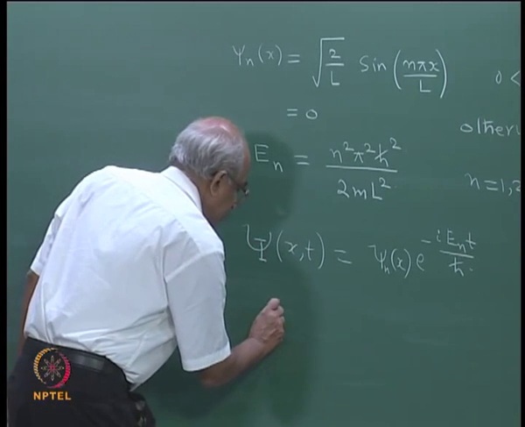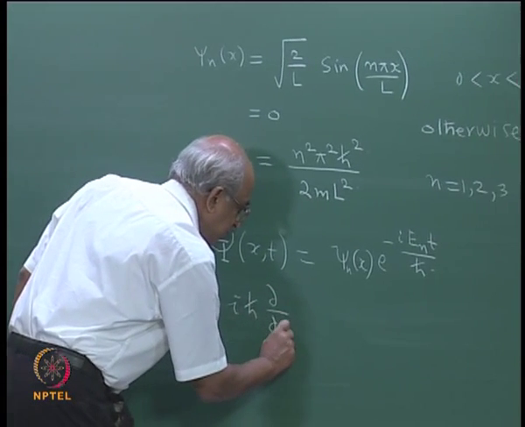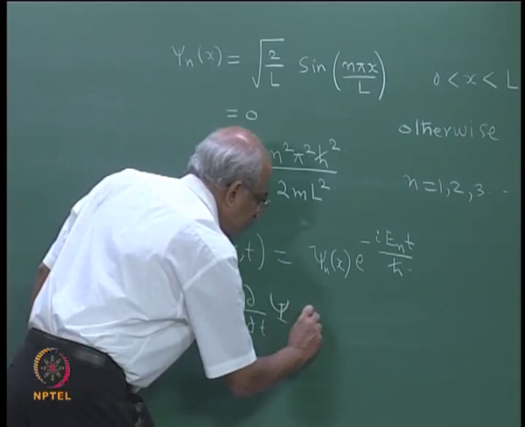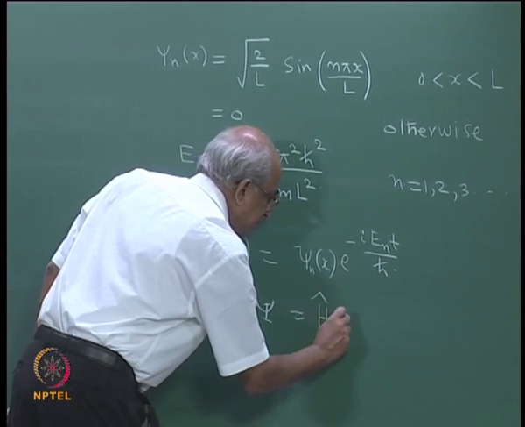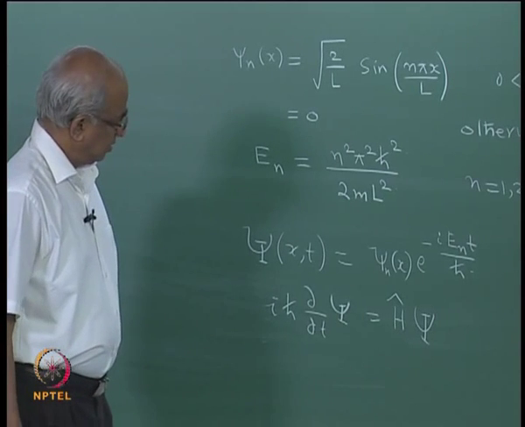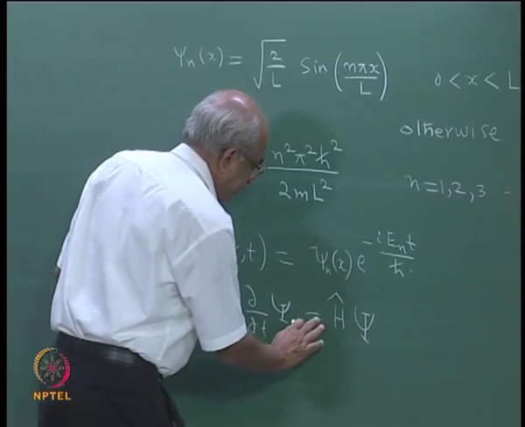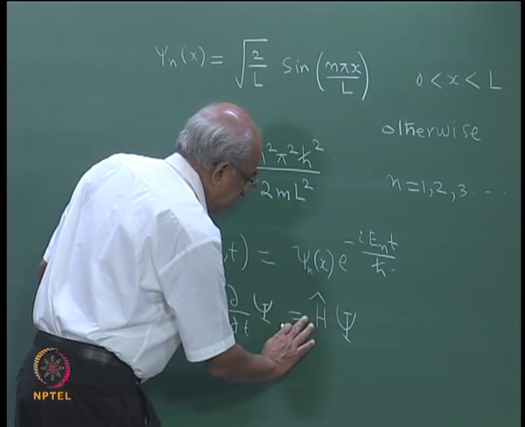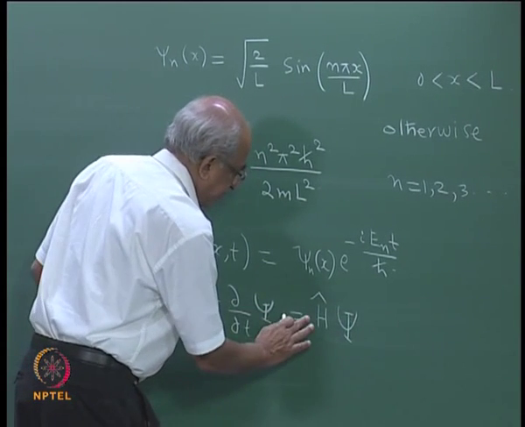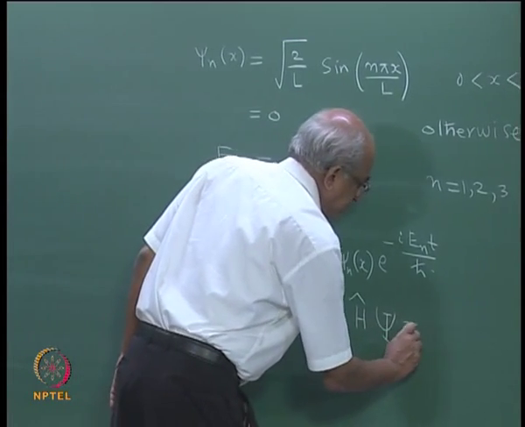And what about this capital psi? It obeys this equation: i h cross dou psi by dou t is equal to h psi. Or maybe I will write this equation in a slightly different fashion. I will take this to the left hand side, so that I shall get a negative sign, and the answer must be equal to 0.